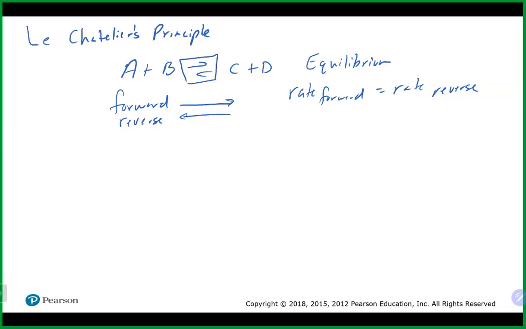We can visually look at it and say nothing's happening. But if you were to zoom in, there's a lot of activity. Everybody's going back and forth at the same rate, and that's what maintains everybody's concentration the same.